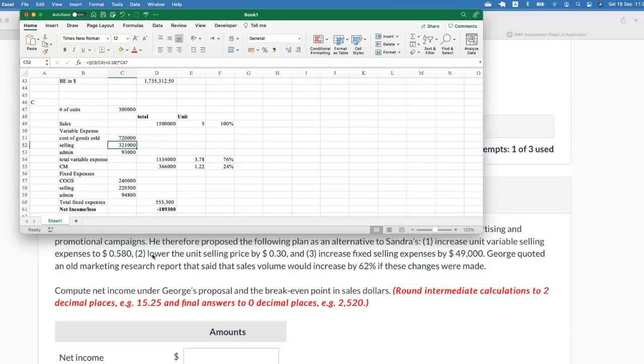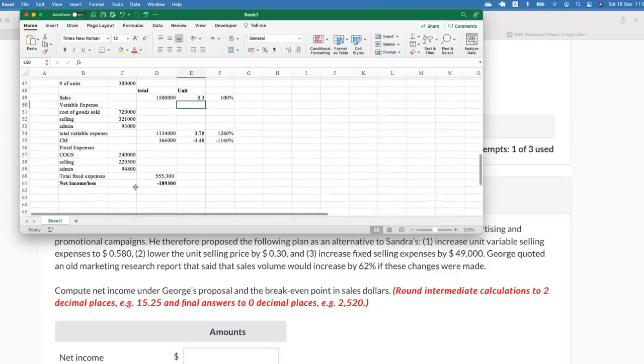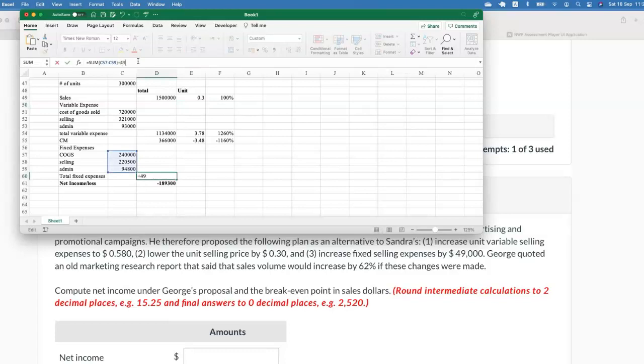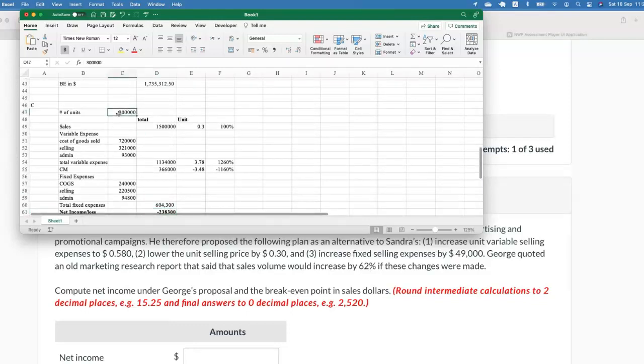Yes, I still need to amend the other things. Here, lower the unit selling price by 0.3, so I'll make it 0.3. And increase the fixed selling expense by 49,000, so I will go to the sum and add 49,000. The report says sales volume would increase by 62%, so I need to increase the number of units by 62%. But I don't have to change the number of units now?